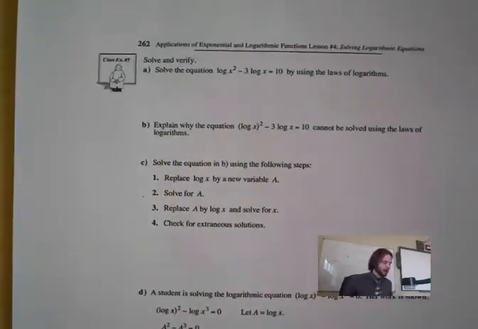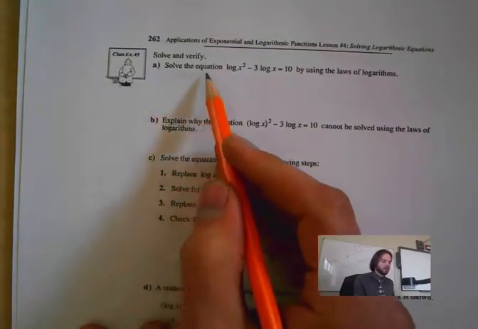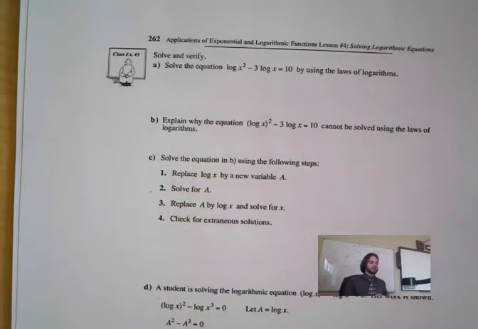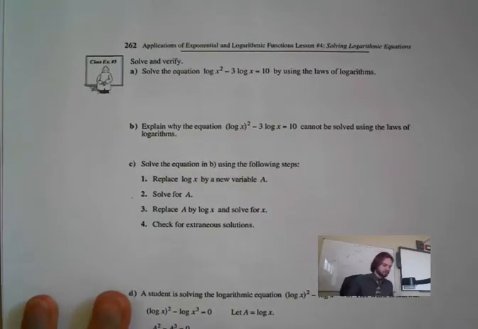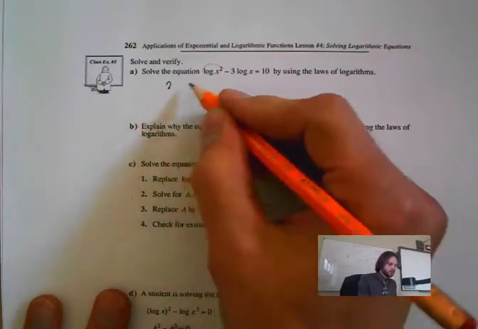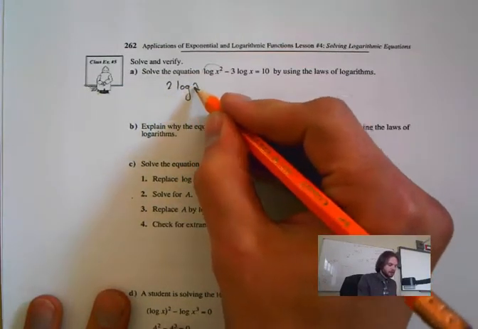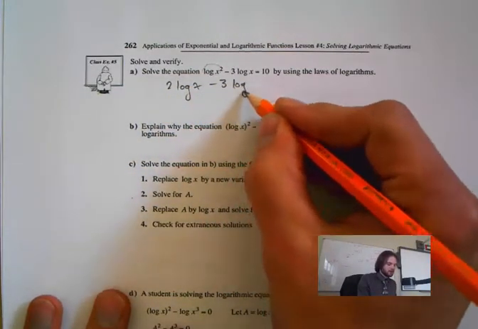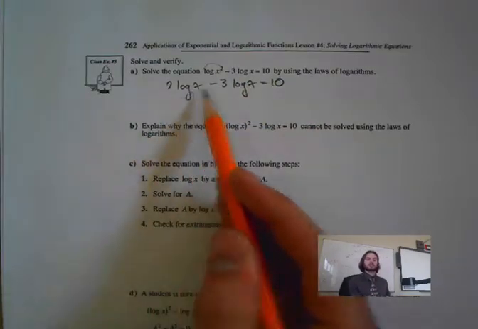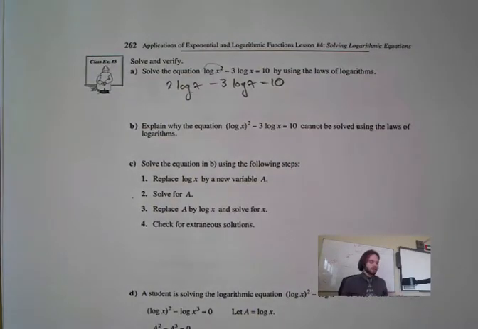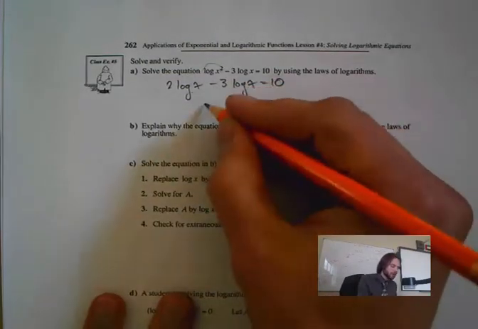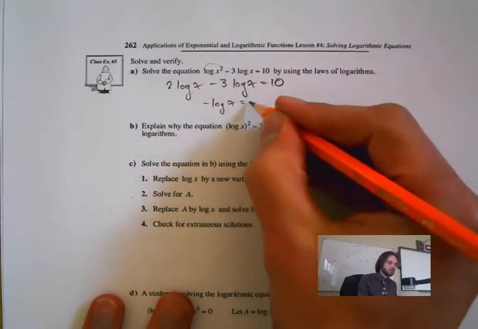Alright, question number 5. Solve and verify log x squared minus 3 log x is equal to 10 by using the laws of logarithms. I'm going to look at this here. First thing I'm going to do is put that 2 in front. So I have 2 log x minus 3 log x is equal to 10. Next thing I look at this, it says 2 log x's subtract 3 log x's gives me 10. Well, that means I'm going to be short a log x. So I'm going to have negative log x is equal to 10.